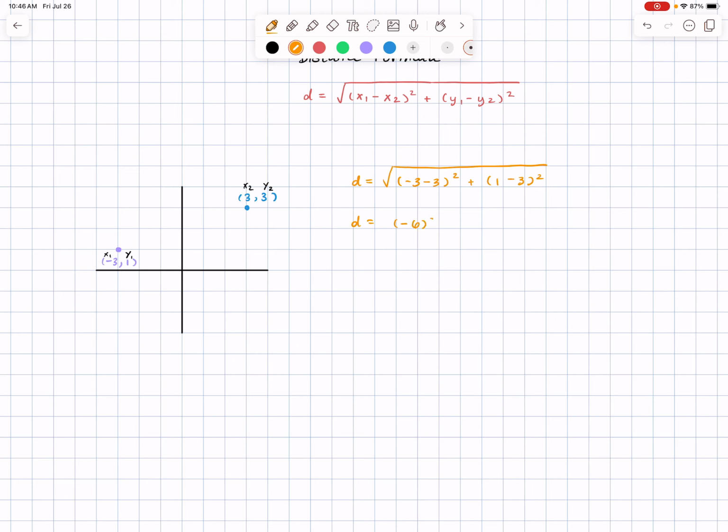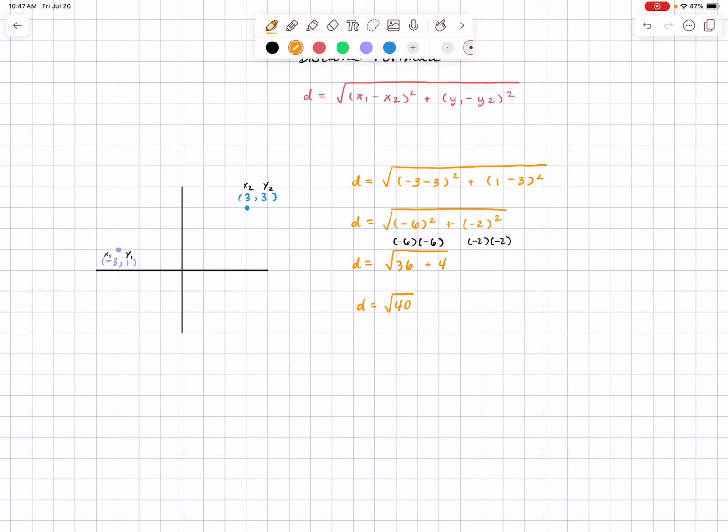-6 squared plus 1 minus 3, that's -2 squared. Take the square root of that. So then d equals the square root of -6 squared, so -6 times -6, that's +36, plus -2 times -2, that gives me 4. Then d equals the square root of 36 plus 4, that's 40. So the square root of 40.